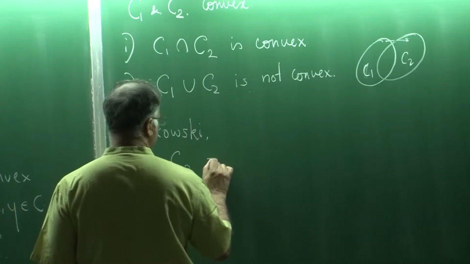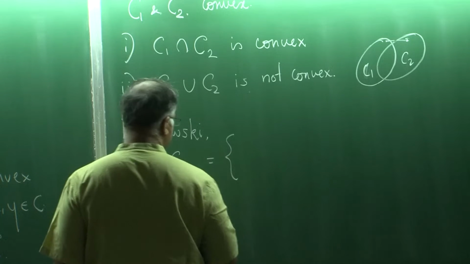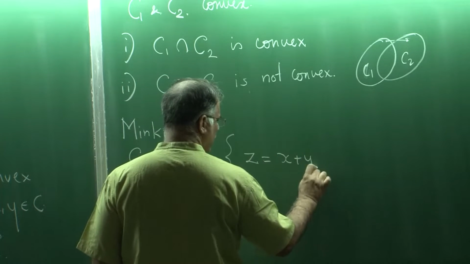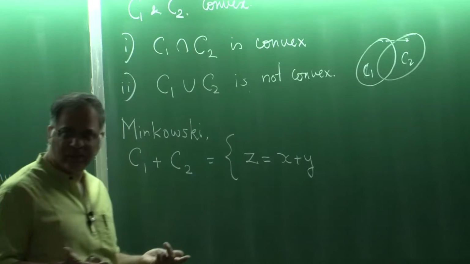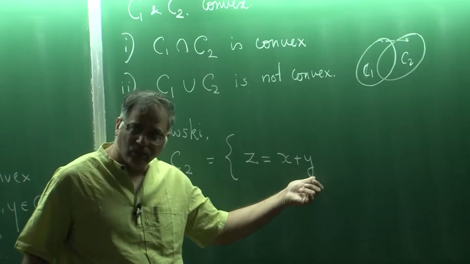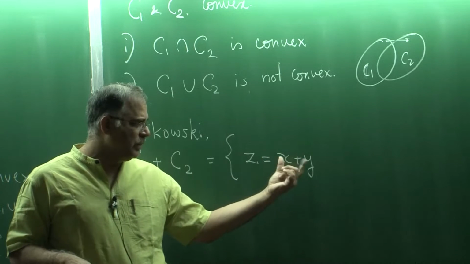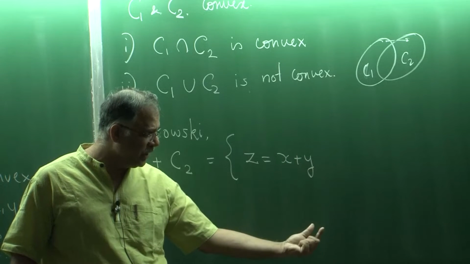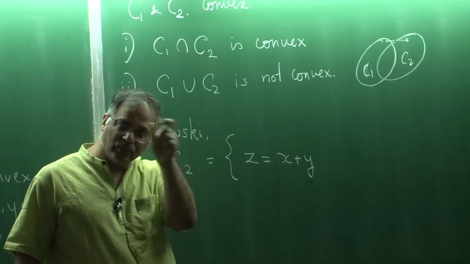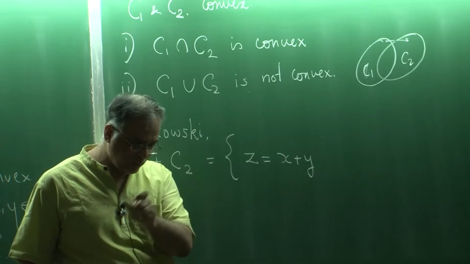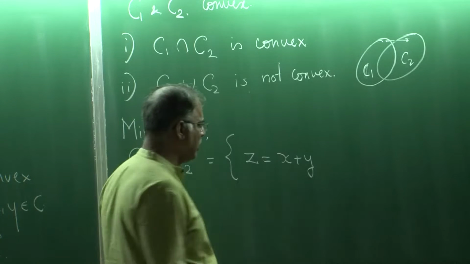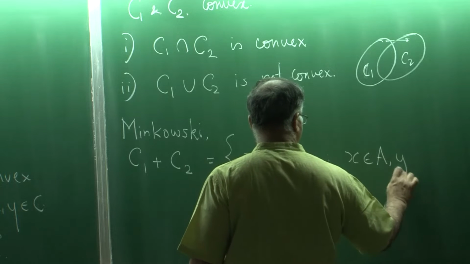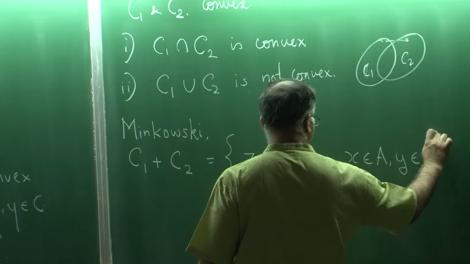Given 2 convex sets, I am defining their addition as follows. It consists of all z of the form x plus y. So, this is a vector addition, x and y are vectors. These are n coordinates, this is n coordinates. So, if x has the coordinates x1, x2, ..., xn and y has the coordinates y1, y2, ..., yn, then x plus y has the coordinates x1 plus y1, x2 plus y2, and so on, xn plus yn, where x is an element of A and y is an element of B.